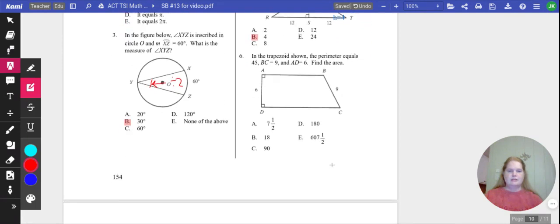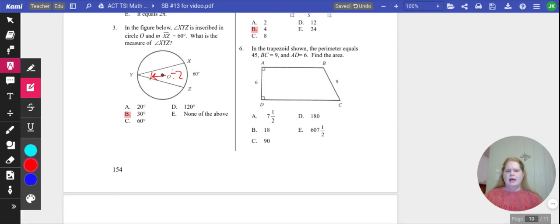All right, number 6. Ooh, this guy looks hard. Another trapezoid, because he's got 4 sides and they kind of got the slanty one and 2 parallel. The perimeter, that's all around the outside, is 45. BC over there is 9, and AD over there is 6. He says find the area.